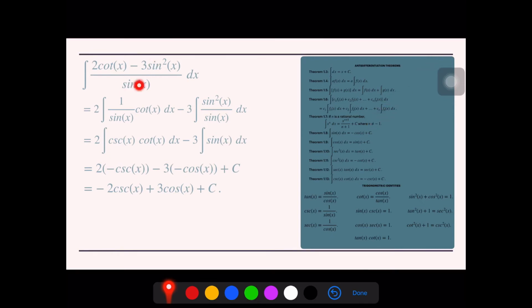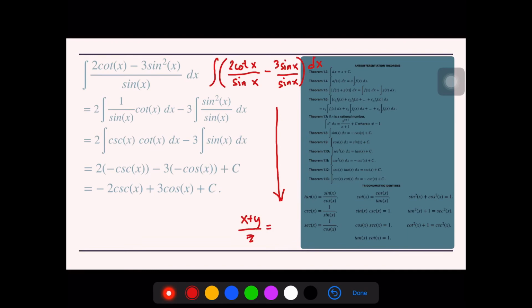In that video, it was discussed that we just have to decompose this fraction. That is, we can separate these two fractions and have the antiderivative of 2 cotangent x divided by sine x minus 3 sine squared x over sine x dx. For the benefit of others, this is like the sum of x and y all over z that is being separated as x over z plus y over z.